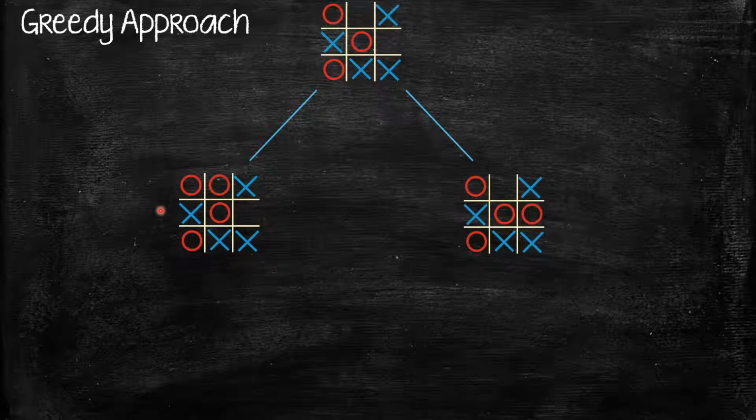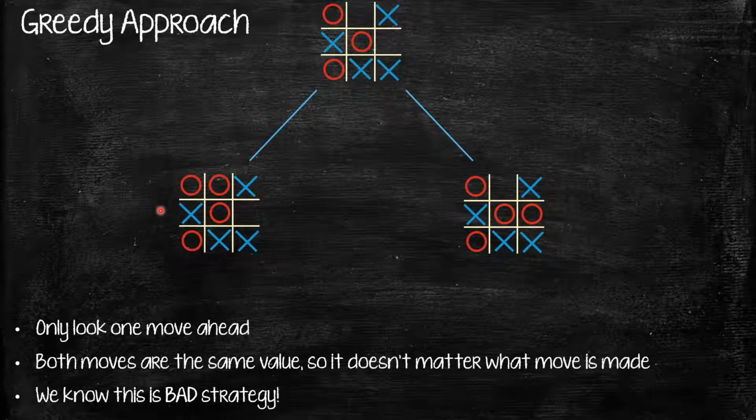So in either case here, nothing really changes, so both moves are equivalent. We know that if you only look one move ahead, that's no good. Both moves are not the same value, so the greedy algorithm is wrong here. This is how a greedy algorithm would work, but we just know that it's bad strategy. Only looking one move in the future is a terrible idea.